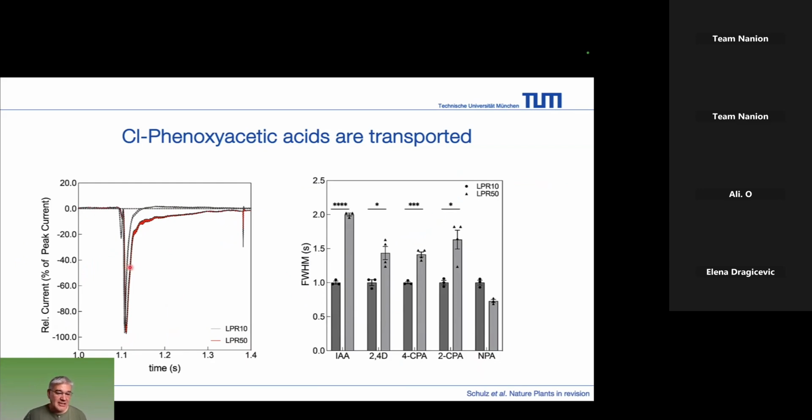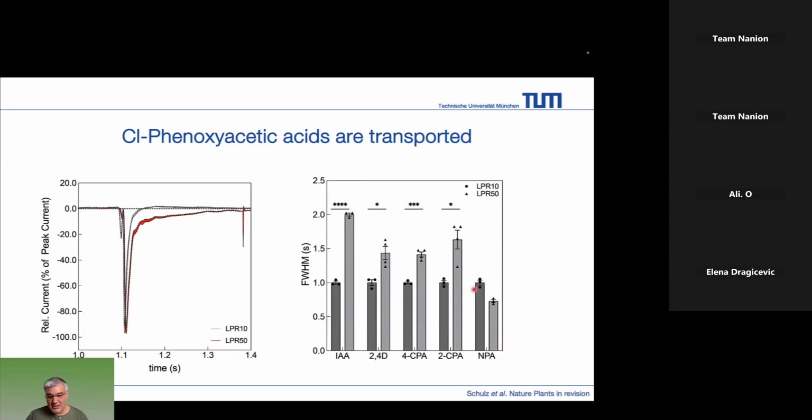So you can still see that here is a difference. We get an increase in the time constant when we reduce the amount of protein in the membrane. What you can see is we did that here for all the substrates. We did that for IAA, 2,4-D, 4-CPA, and also 2-CPA, another of these compounds. And what we always get is an increase of the full width half maximum, so the time constant of the peak, which is consistent with this being transport.